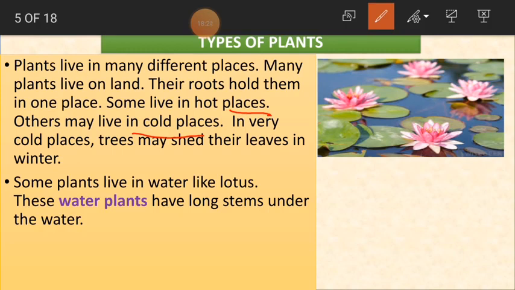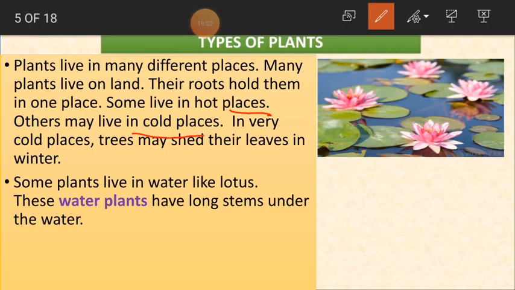Drop off. That season we call autumn actually. Autumn comes before winter. After the rainy season comes autumn, then it comes winter. Because of the coolness in the weather, the plants will not be able to hold the leaves, so they shed the leaves. Again, when spring comes, that is before summer, the leaves start growing on. We get new leaves. Okay, children, understood? So plants live in different places.